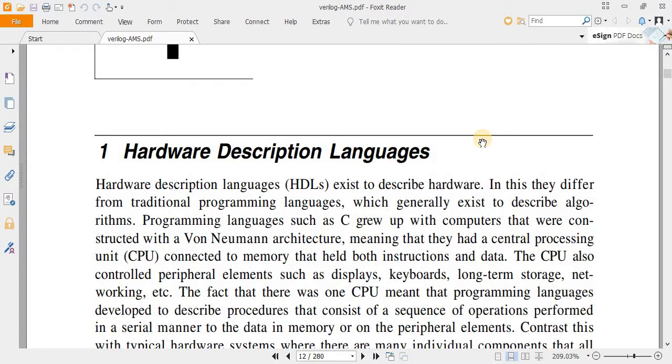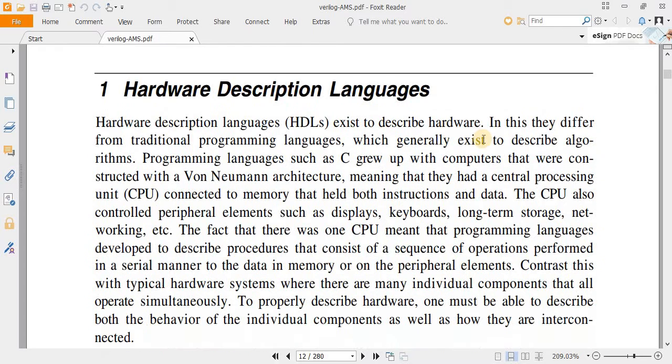The fact that there was one CPU meant that programming languages developed to describe procedures that consist of a sequence of operations performed in a serial manner to the data in memory or on the peripheral elements.